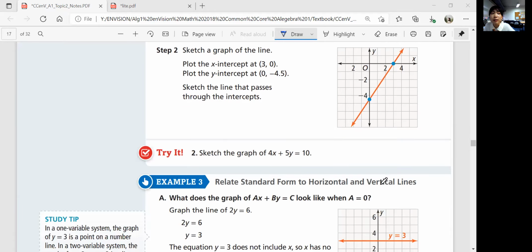That wasn't too hard, was it? Let's try number 2. Sketch the graph of 4x + 5y = 10.